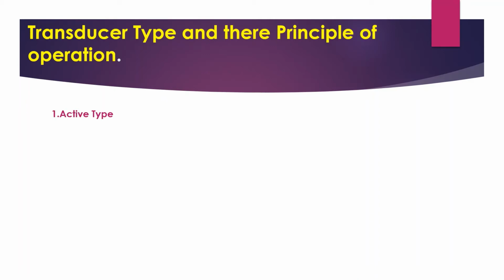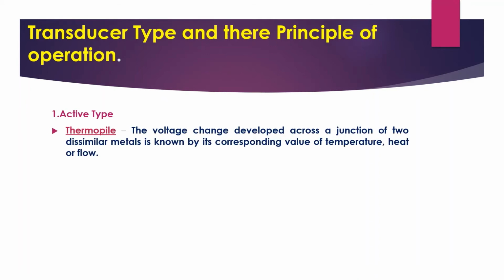So the first one is the active transducer. The first one in that is the thermopile, or what we call the thermocouple transducer. As I said, it is a junction of two dissimilar metals. Heat is applied on the junction, and when heat is applied, current starts flowing through the metals, and a potential difference is formed across the two terminals of the thermocouple.